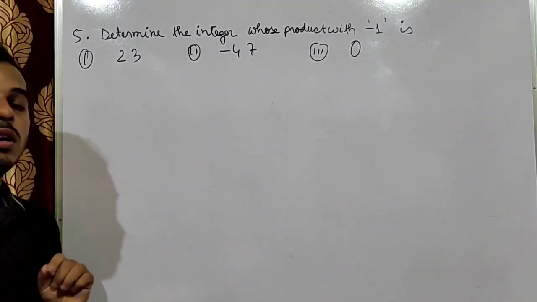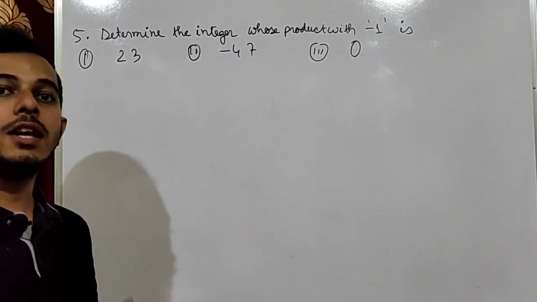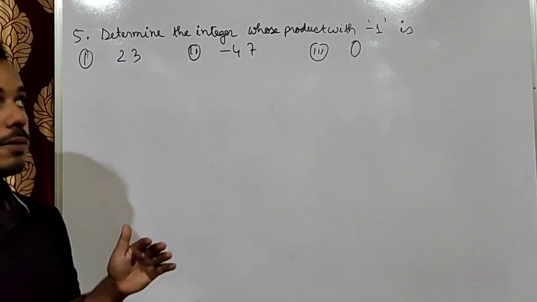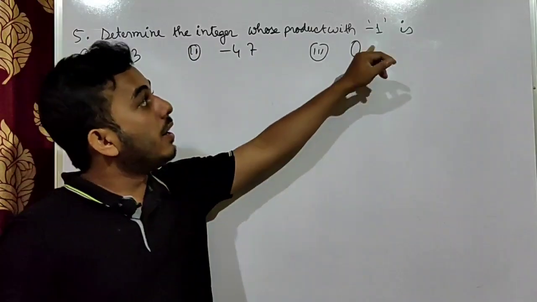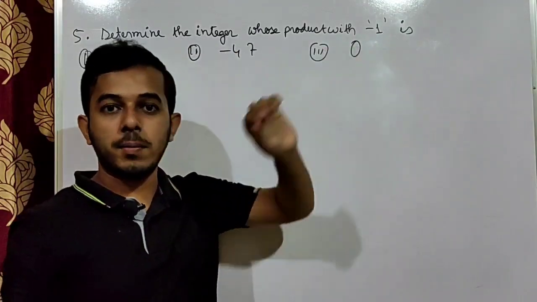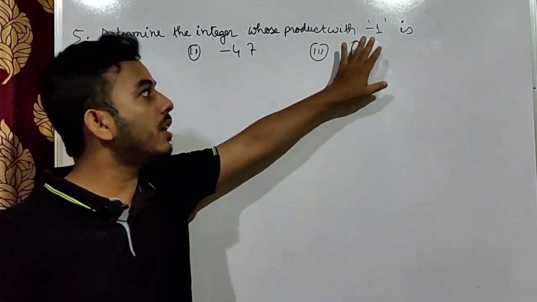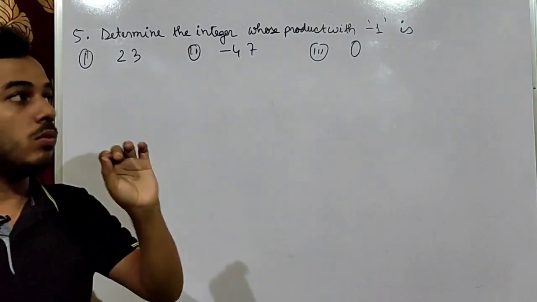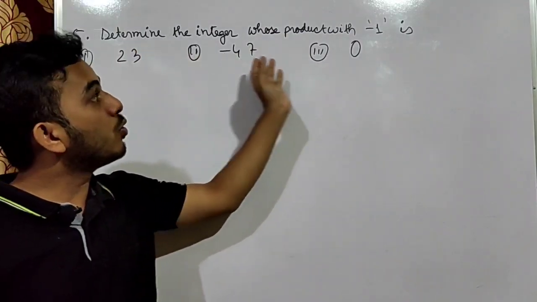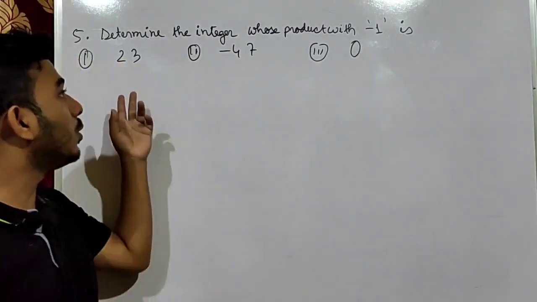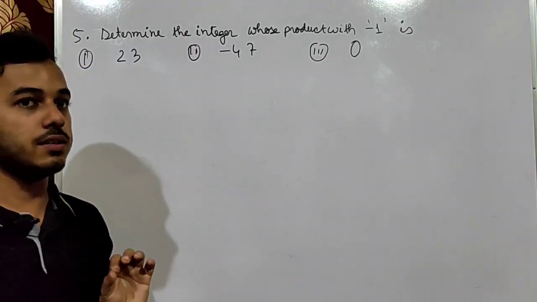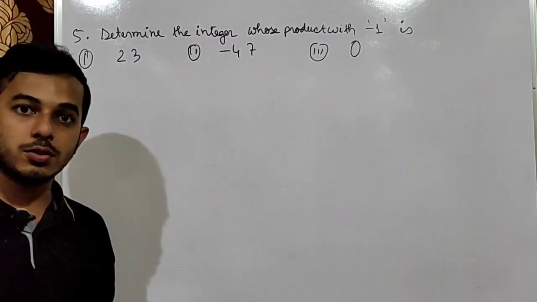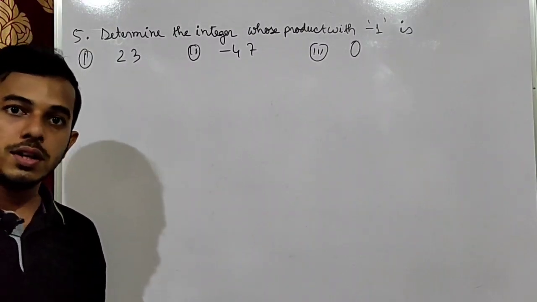Okay, now we know that when we multiply any number with 1, we get the same number as the result. Up to this clear? Okay, that means here the number is 1. Here the number is -1. Now consider for some time that there is no minus, there is only 1. Now determine the integer whose product with 1 is 23. Read the question like this. So now which number will we multiply with 1 to get the result 23? We will multiply 23, isn't it?